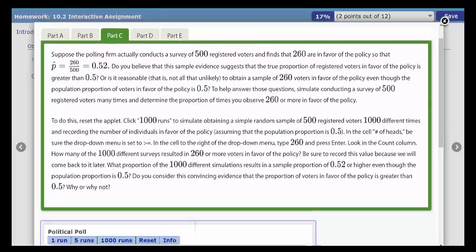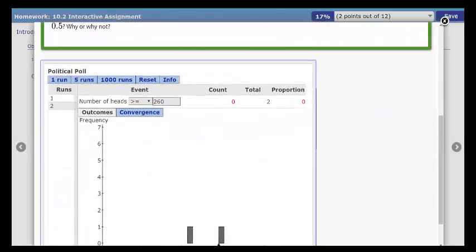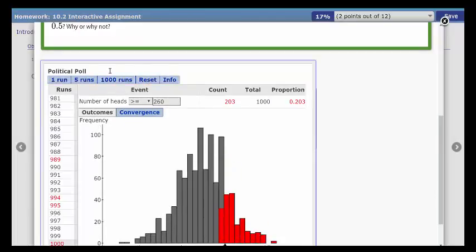Let me go back and see. So I'm gonna reset this. I'm gonna do 1,000 runs. Number of heads, we want that to be more than 260. How many of the 1,000 samples that we just ran here resulted in number of heads more than 260? It's only 203 samples out of the 1,000, and the proportion is about 20%. It's 203 divided by 1,000.